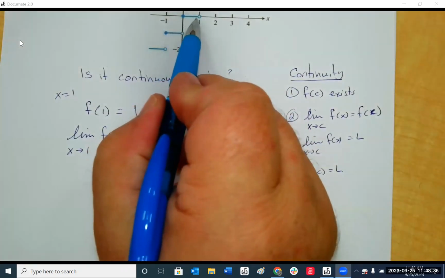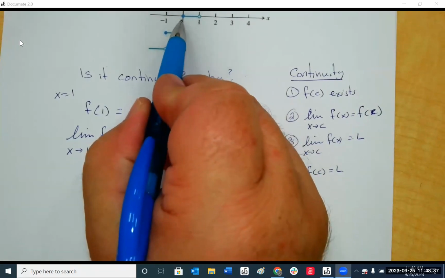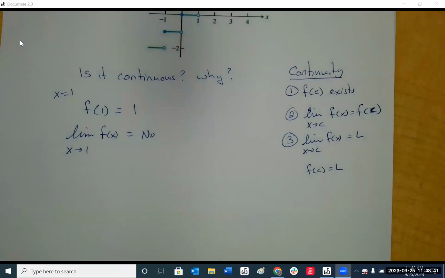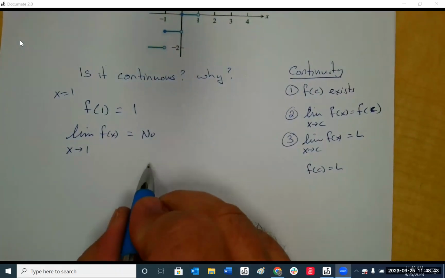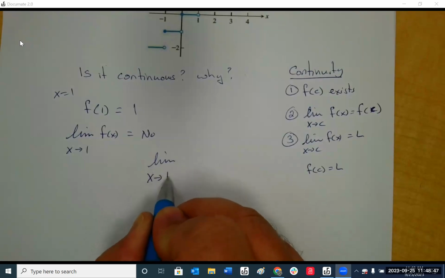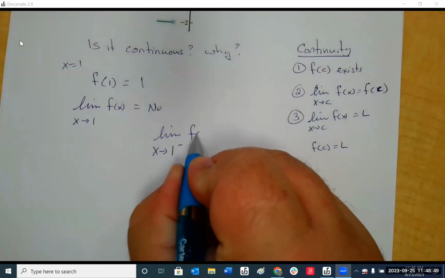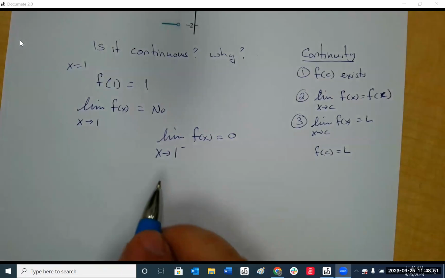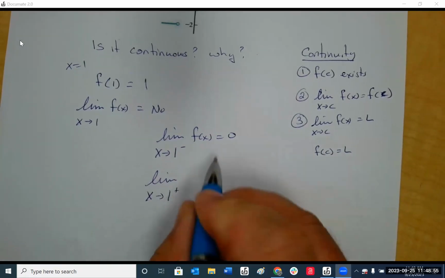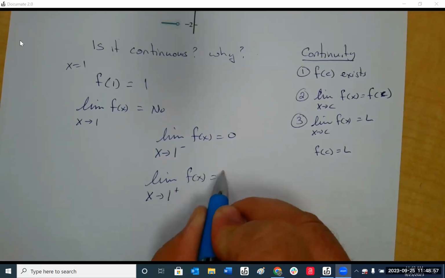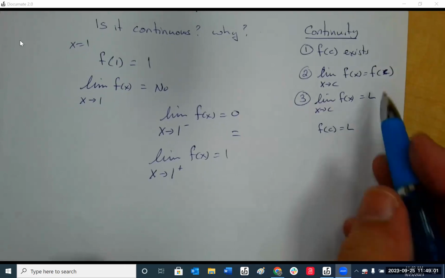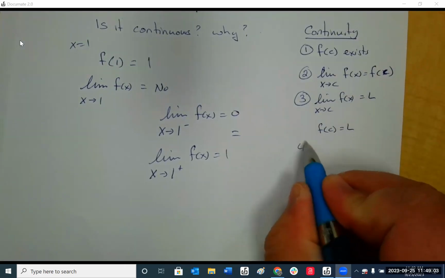From the left-hand side, where does it approach? 0. From the right-hand side, it approaches 1. So that's the reason why, because the limit as x approaches 1 from the left equals 0. The limit as x approaches 1 from the right equals 1, and they're not equal. Because that should also go in there somewhere.